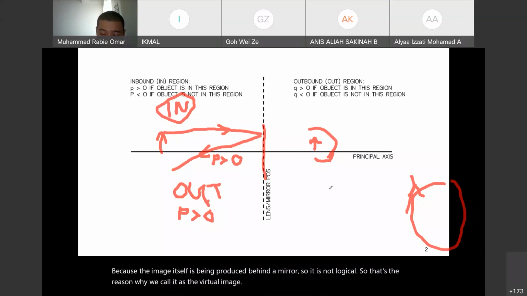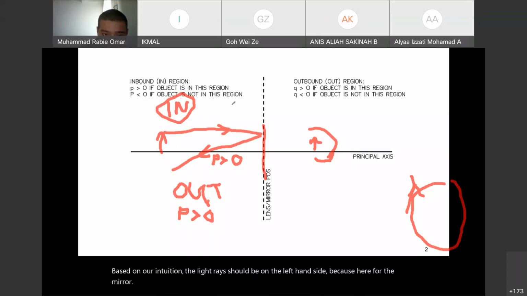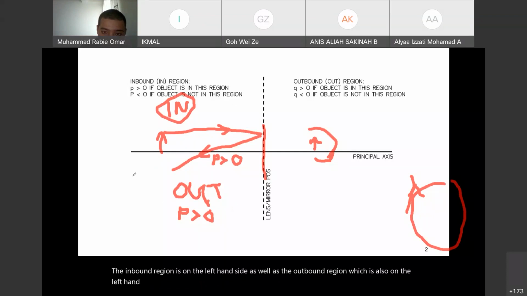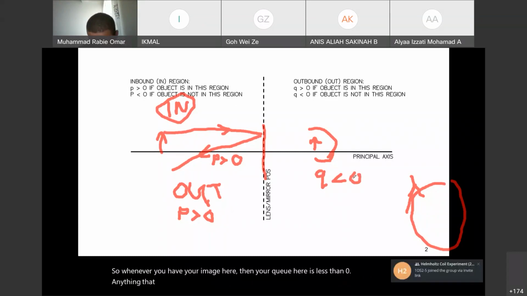Based on our intuition, the light rays should be on the left-hand side. Because here, for the mirror, the inbound region is on the left-hand side, as well as the outbound region, which is also on the left-hand side, in front of the mirror. When I mention the left-hand side, it means that it is in front of the mirror. So whenever you have your image here, then your Q here is less than 0. Anything that lies in the forbidden region is negative. Okay?